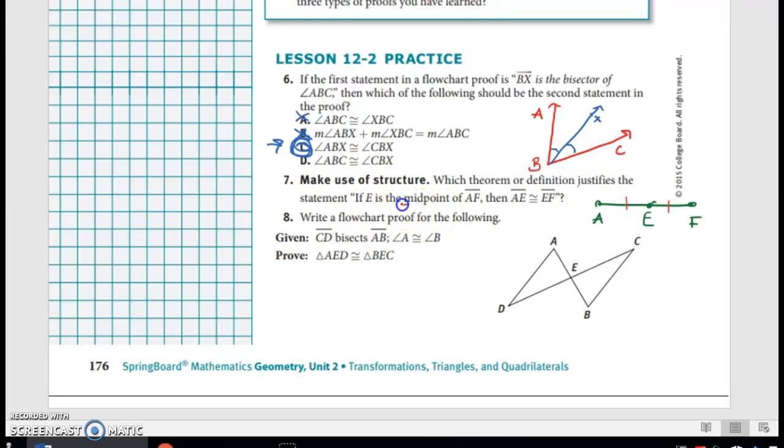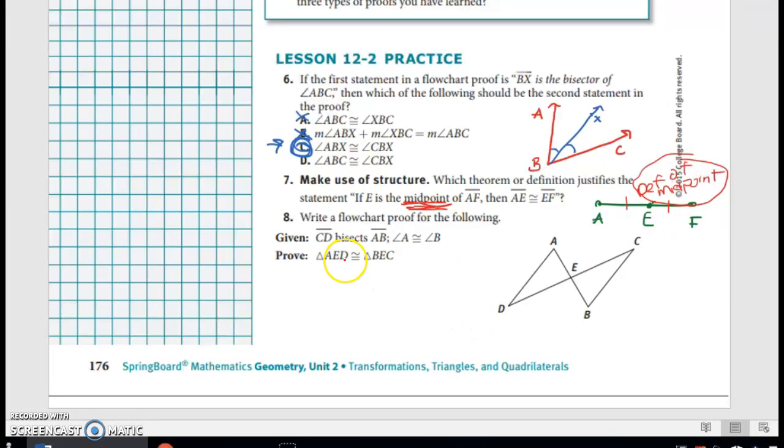Well, this is your dead giveaway right here, okay? The only way we know that AE is congruent to EF is because of the definition of a midpoint. By definition, a midpoint creates two congruent segments on either side of it. It's in the middle, it cuts it in half. So the definition is midpoint.